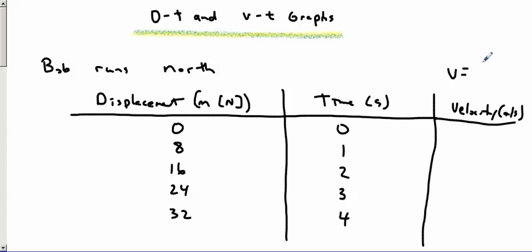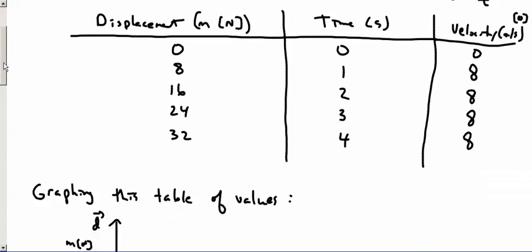Velocity is equal to displacement over time. I guess that's going to be north in this case. So here the velocity is 0 because he hasn't really taken off. But here it's going to be 8 over 1, which is 8, 16 over 2, which is 8, 24 over 3, which is 8, 32 over 4, which is 8. The velocity does not seem to change for his whole trip.